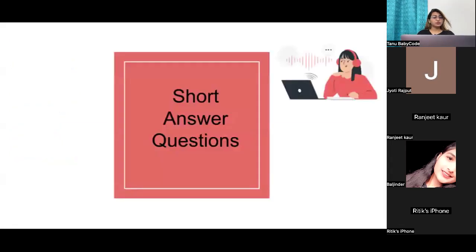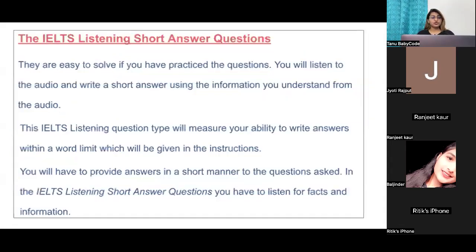Okay. Now let's do short answer questions. In short answer questions, you have to write your answer in short words. You will be given a word limit, and you're supposed to write your answer within this word limit. It can be 1 word, it can be 2 words, but it will be short. Not a complete sentence, but with limited words, right? So you will listen to the audio, and you will write a short answer using the information you understand from that audio.